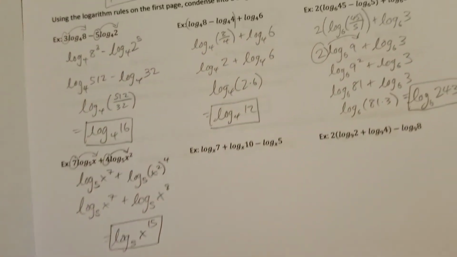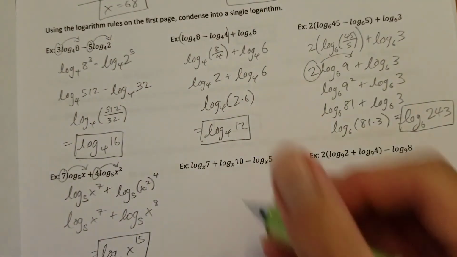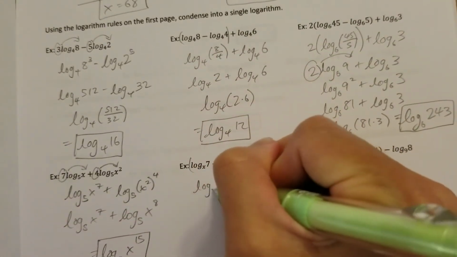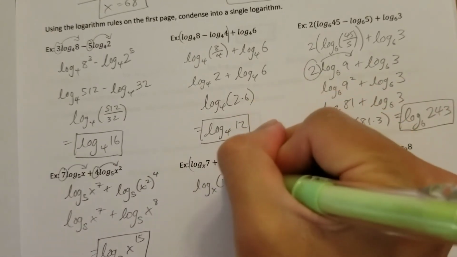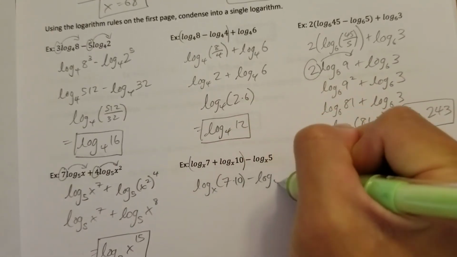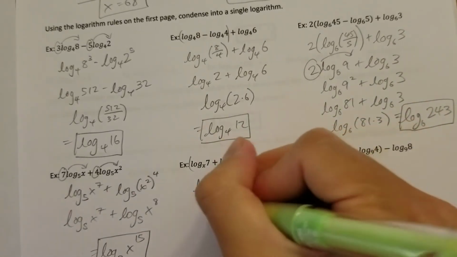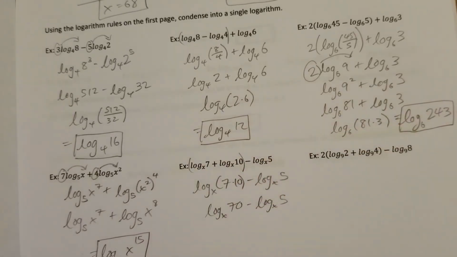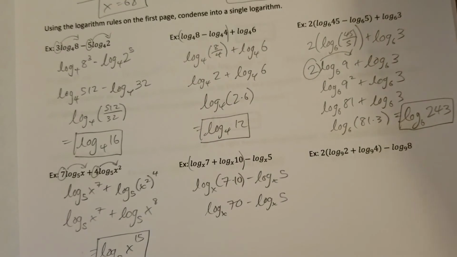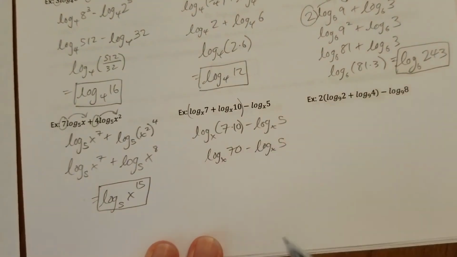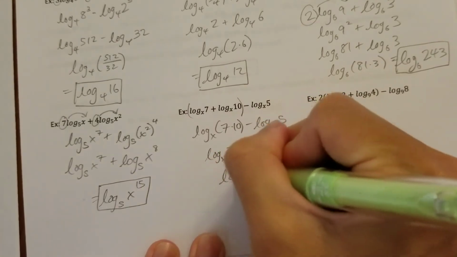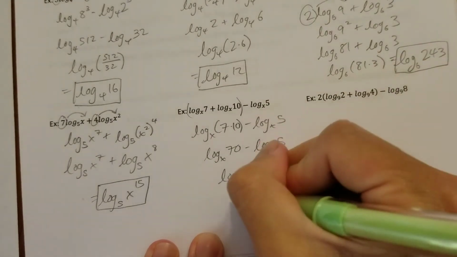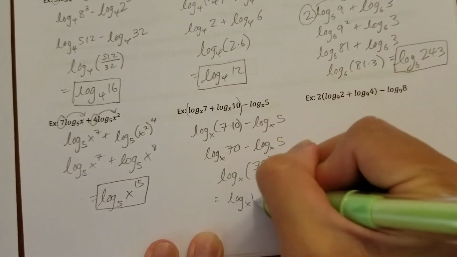Okay. All right. This one. Same idea as the first one here. So we're going to group it together. What I see here is this is log base x. We have an addition symbol, so we're going to multiply 7 times 10 minus log base x of 5. 7 times 10 is going to be 70, minus log base x of 5. Next, I see we have a subtraction symbol here. Because we have a subtraction symbol, it's the same thing as log base x of 70 divided by 5. Doing 70 divided by 5, this should be log base x of 14.